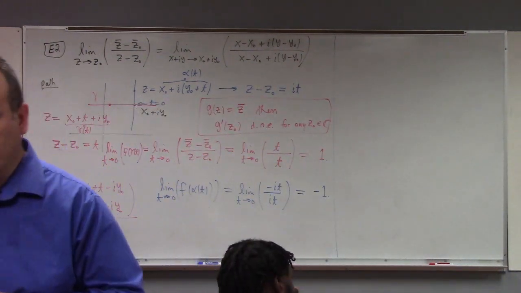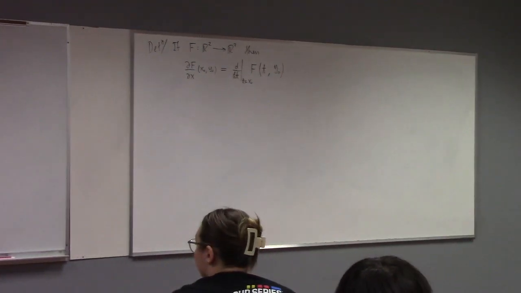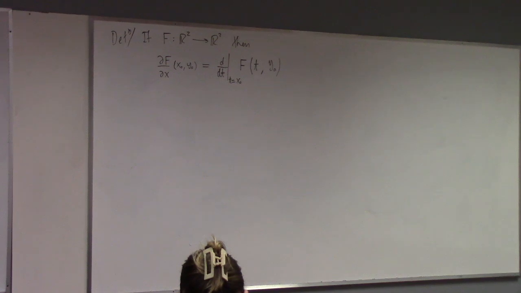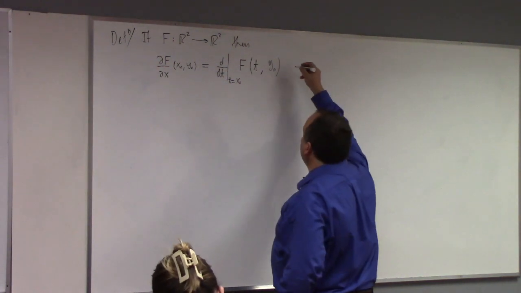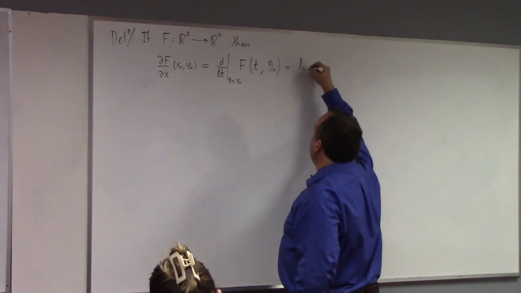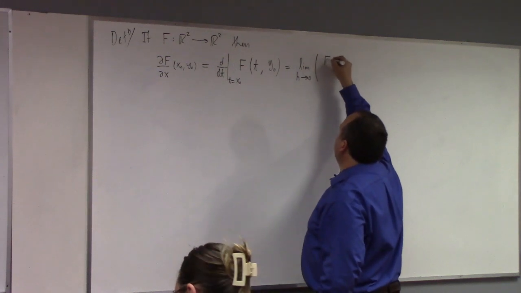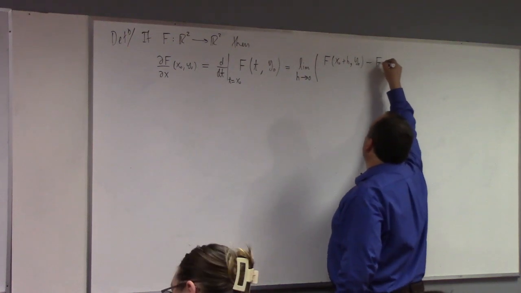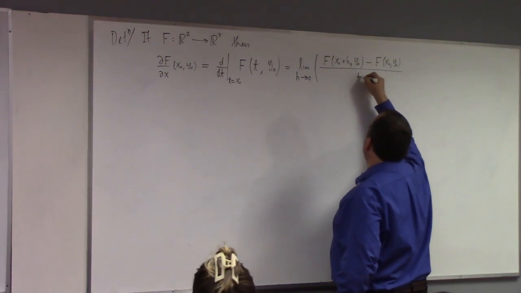Can you guys tell me how to write that in terms of a difference quotient? How do we write a partial derivative in terms of a difference quotient? So what we do is we take the limit as h goes to 0 of f of x naught plus h, comma y naught, minus f of x naught y naught, all divided by h, right?